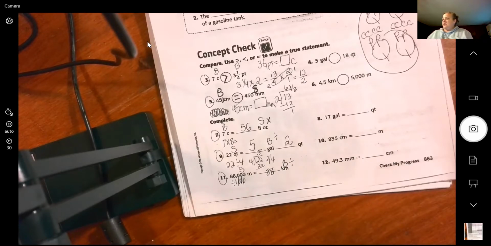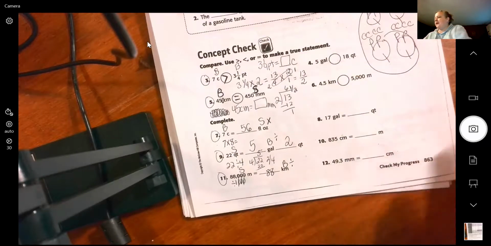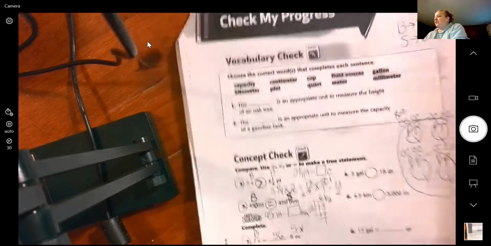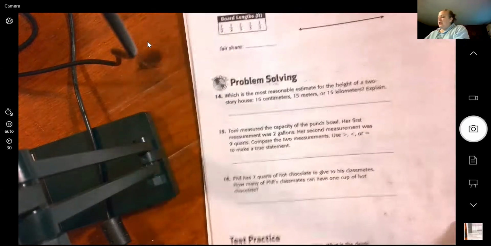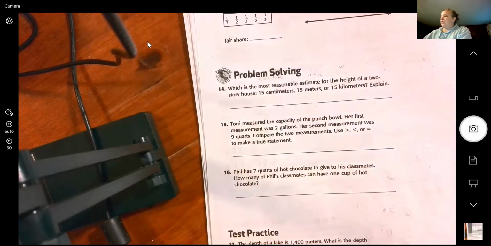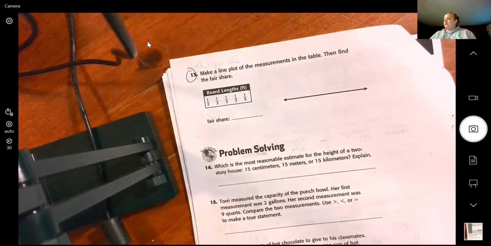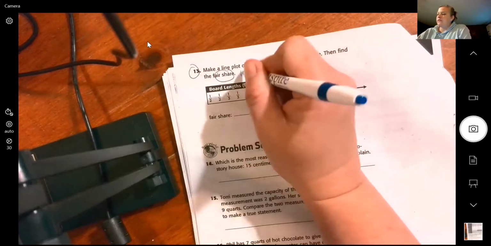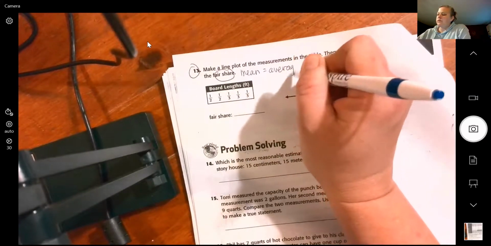All right, so you have 2 vocabulary problems and 1, 2, 3, 4, 5 practice problems on your conversions. So we're going to do our line plot, and we have 1, 2, 3, 4 practice problems on this page. Make a line plot of the measurements on the table, then find a fair share. And we said this is a fancy way of saying mean or an average.